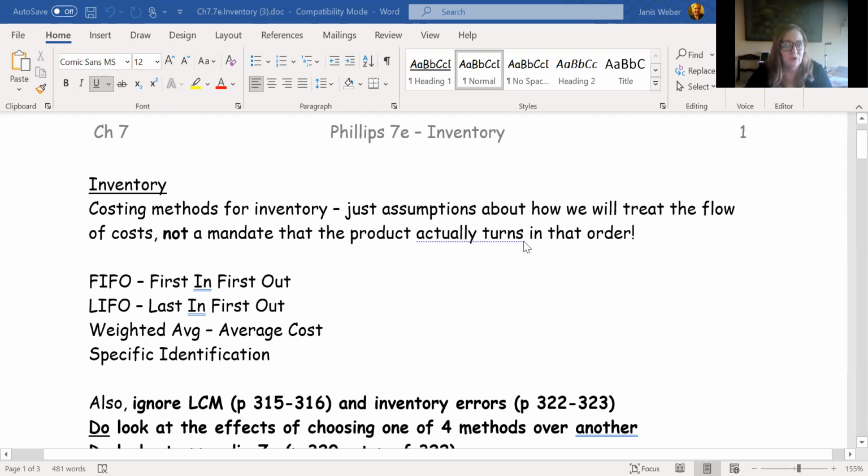It's not the actual product has to flow that way, but it's just that this is the way we're going to account for the cost. So I'll talk to you about the different methods and then you'll understand what I mean by that.